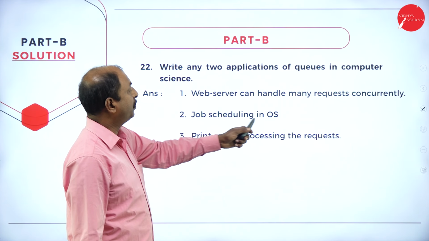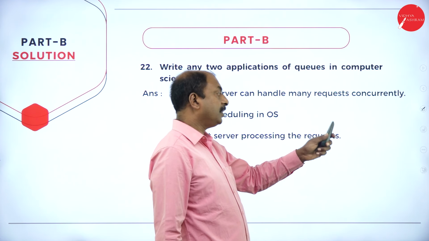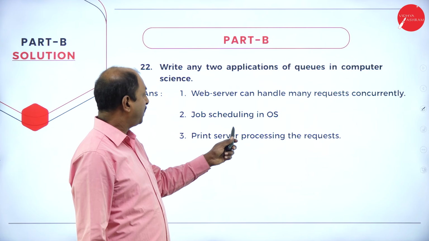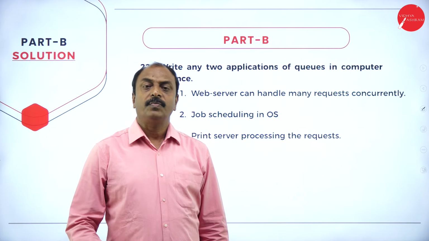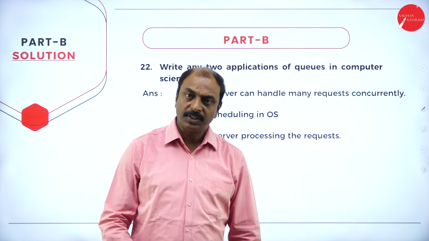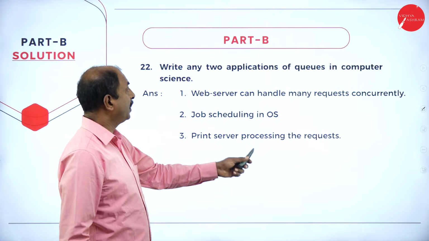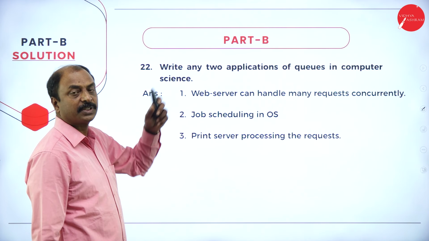Next one is job scheduling in the operating system and print server processing the requests. So this is a print request. If there are more than 1 computers, whichever request goes to the printer first will be executed first. So these are different applications of queues with respect to computer science.